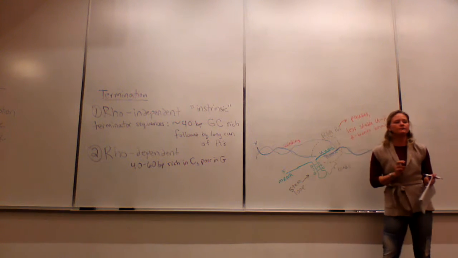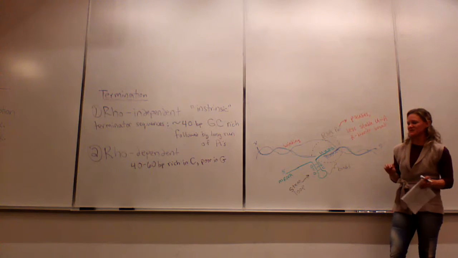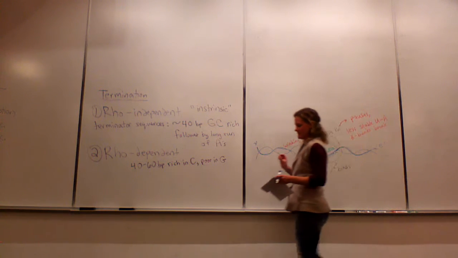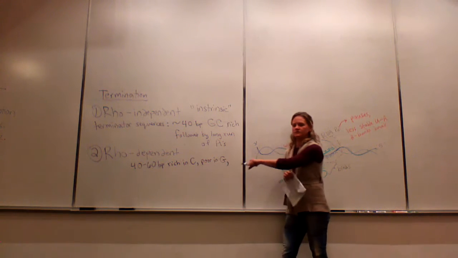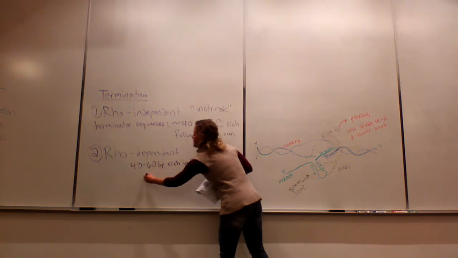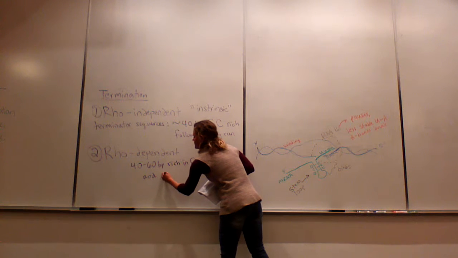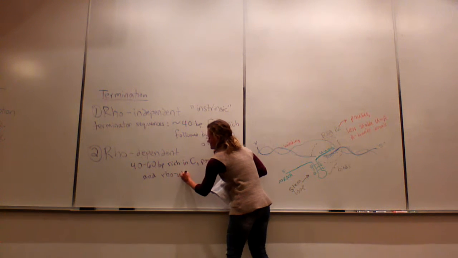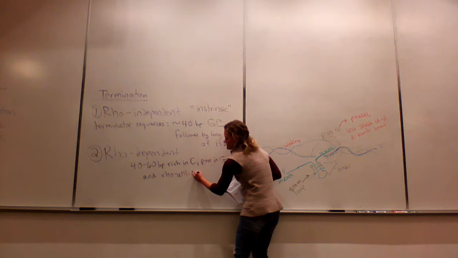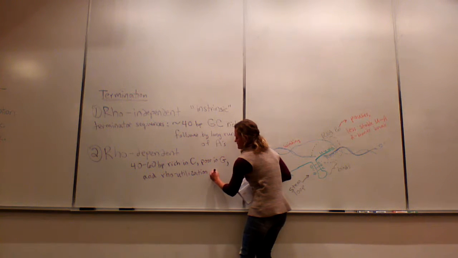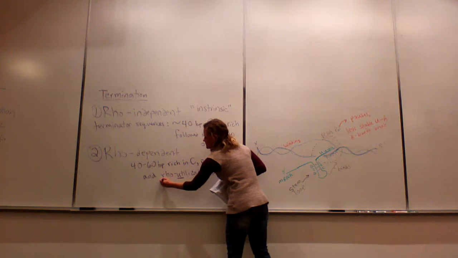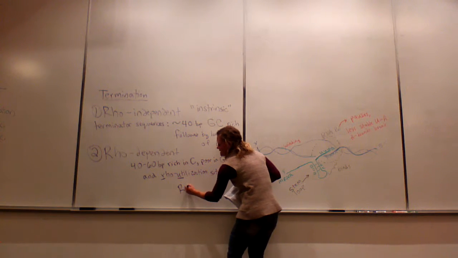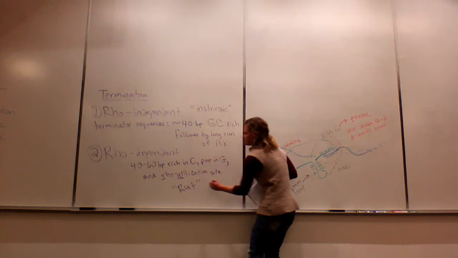They also have a Rho utilization site. So we have 40 to 60 base pairs that are rich in C, and what's called a Rho utilization site, for which you don't need to know that sequence, but you'll see it often named by the acronym, which is RUT.